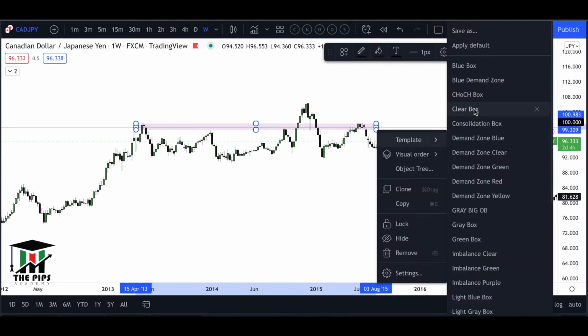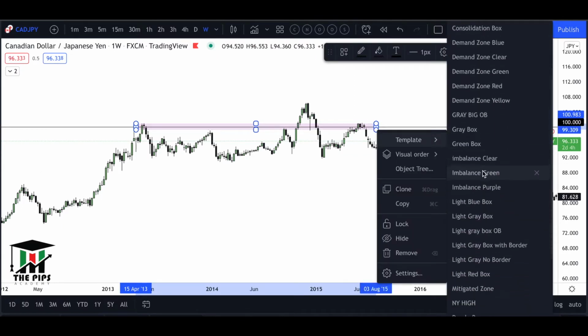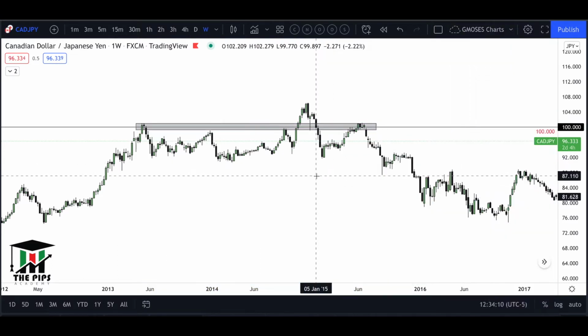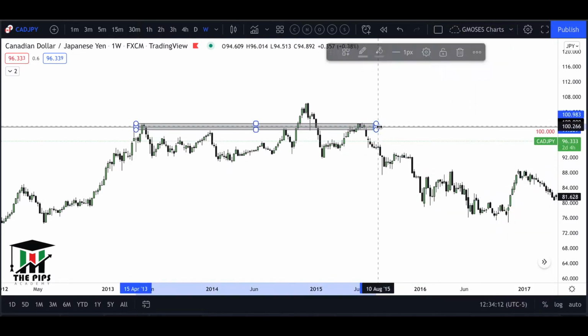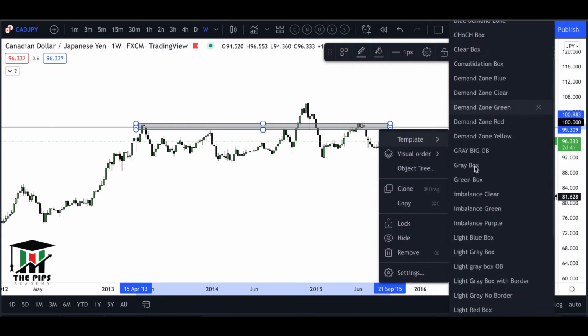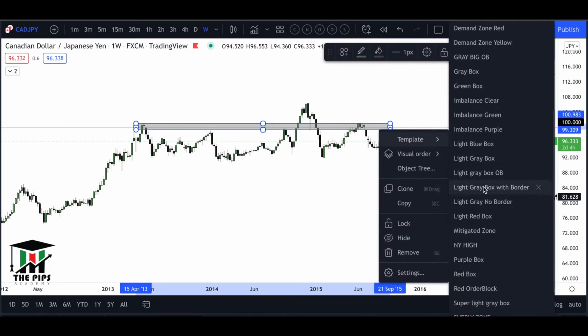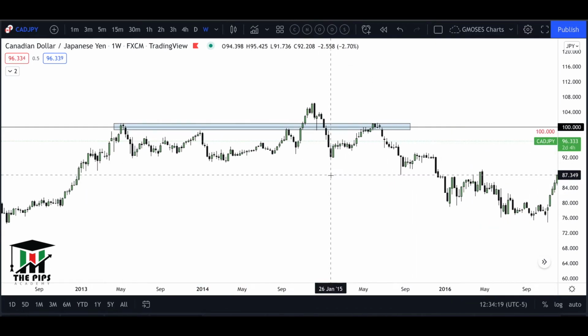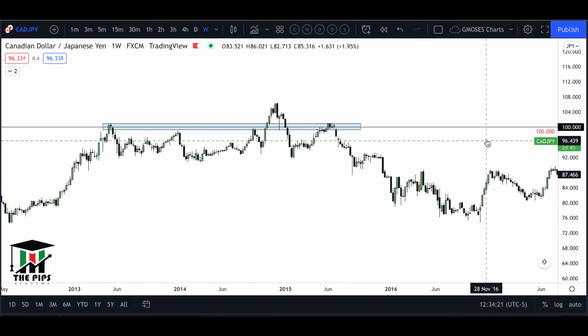Let's change this possibly to a light gray box. There we go. Now let's change that to blue. Light blue box. Okay, there we go. All right, so we have 100.